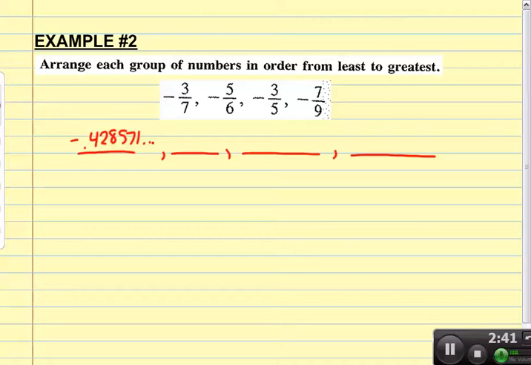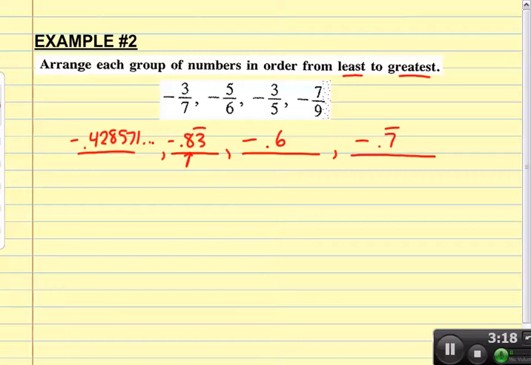Okay, 5 divided by 6. This is going to be negative 0.83 repeating. I don't even need to do that on the calculator. That's negative 0.6. And I don't need to do this one on the calculator either because I know that anything over 9 is repeating. So that's negative 0.7 repeating. Now it says from least to greatest. So the smallest thing I have is actually the one with the biggest numbers because these are all negatives.